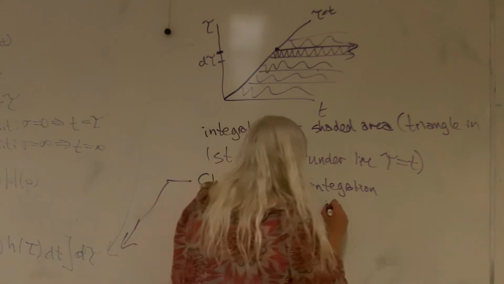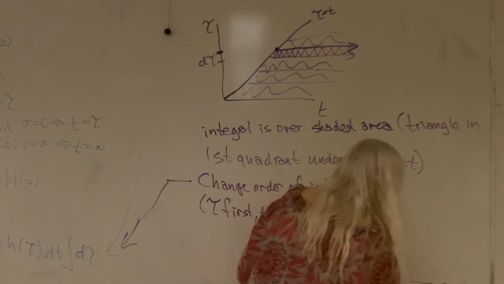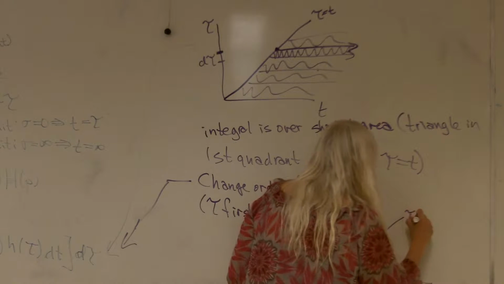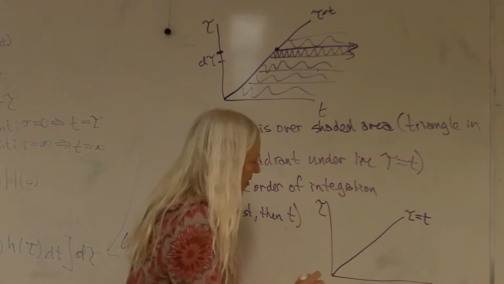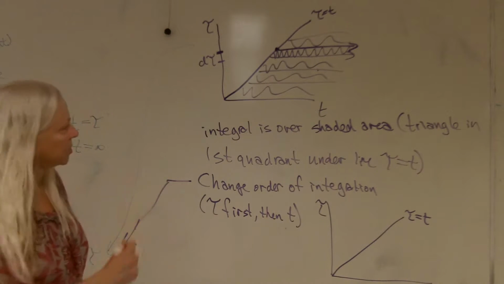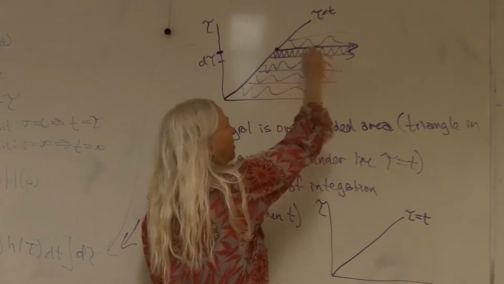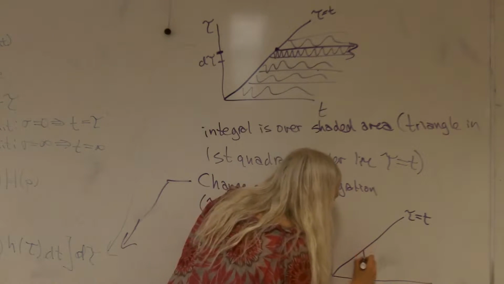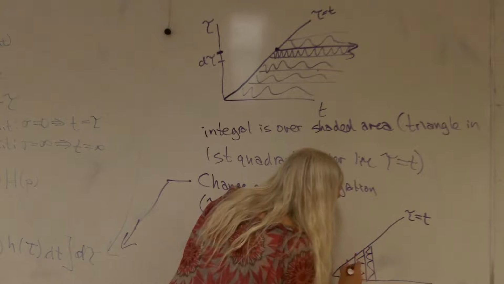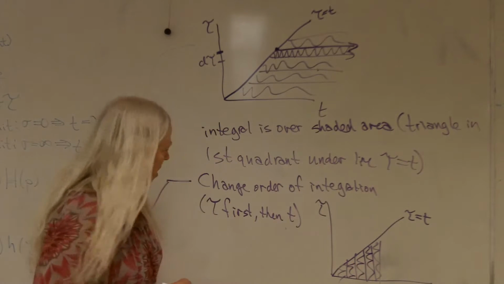Okay? So again, if we look at a graph on the tau t plane, here's the line tau equals t. We want to integrate over the area underneath that line. That's what I call the triangle. But instead of imagining little horizontal strips that we combine like this, imagine little vertical strips that we combine. Right? That one, plus that one, plus that one, plus this one, and so on.